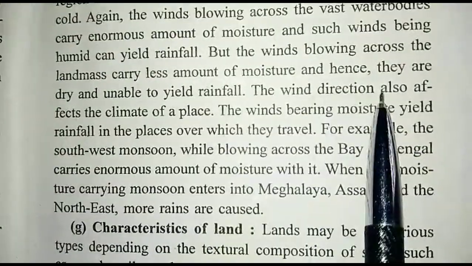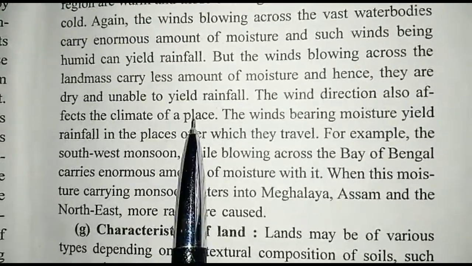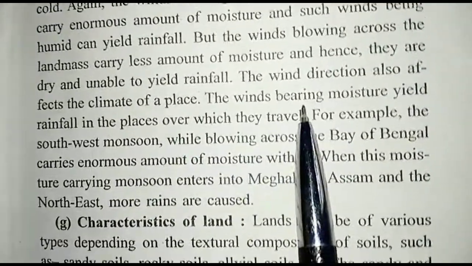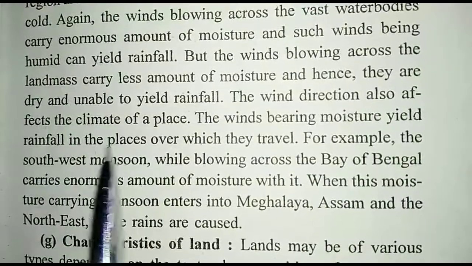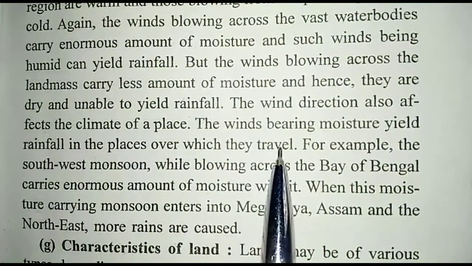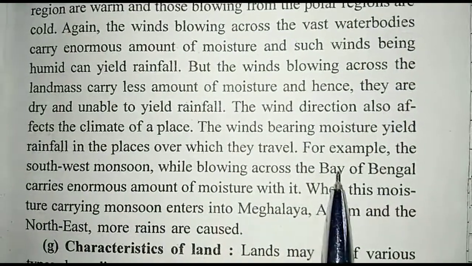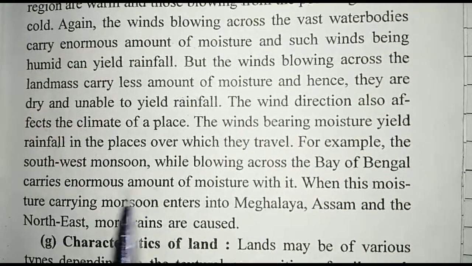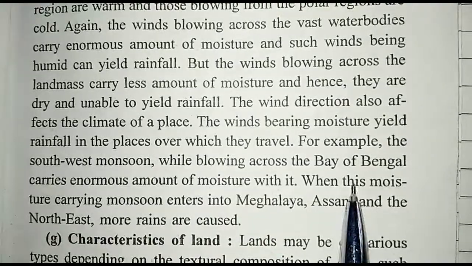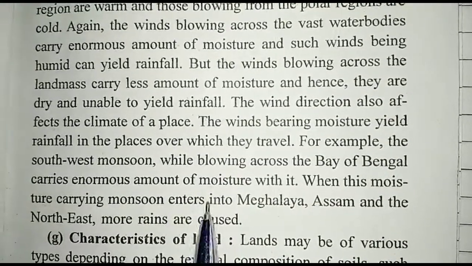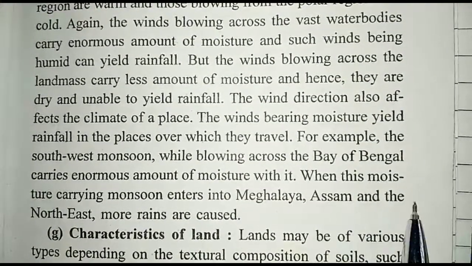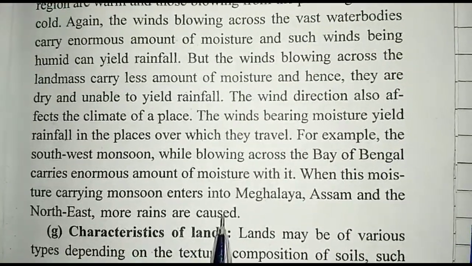The wind direction also affects the climate of a place. The winds bearing moisture yield rainfall in the places over which they travel. For example, the southwest monsoon, while blowing across the Bay of Bengal, carries enormous amount of moisture with it. When this moisture-carrying monsoon enters into Meghalaya, Assam and northeast, more rains are caused.